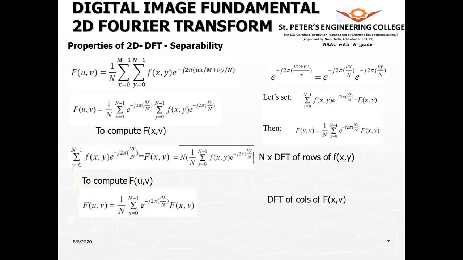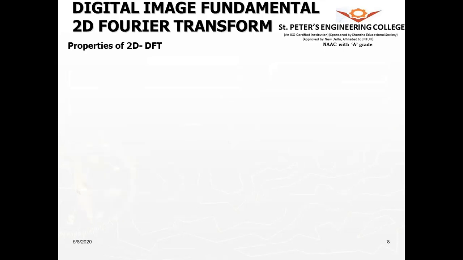That means what was joined inside the kernel, we have split it into two ways. So this is called the separability property. This is one of the very useful properties for most of the transforms. So the 2D Fourier transform exhibits this separability. We'll look into the other properties.